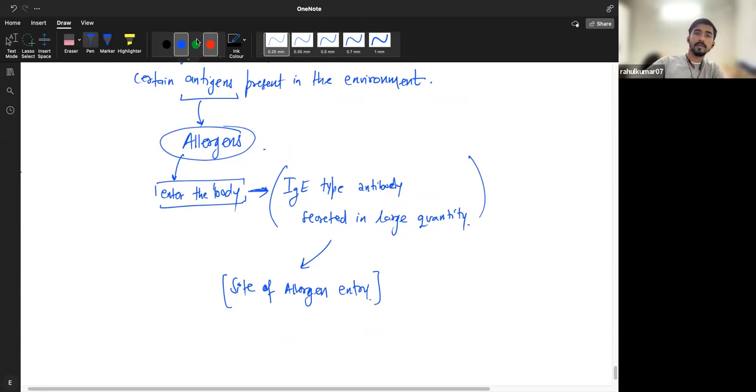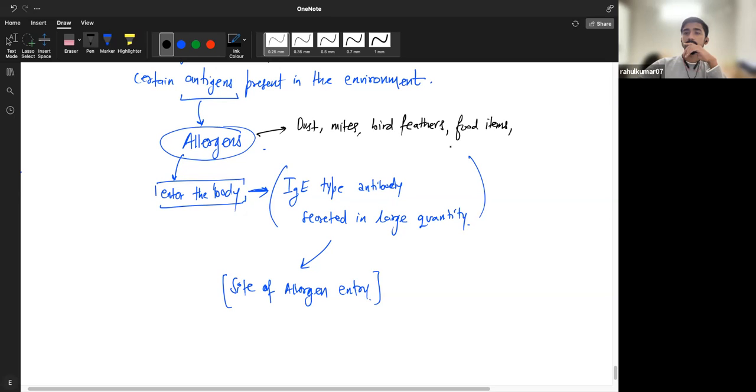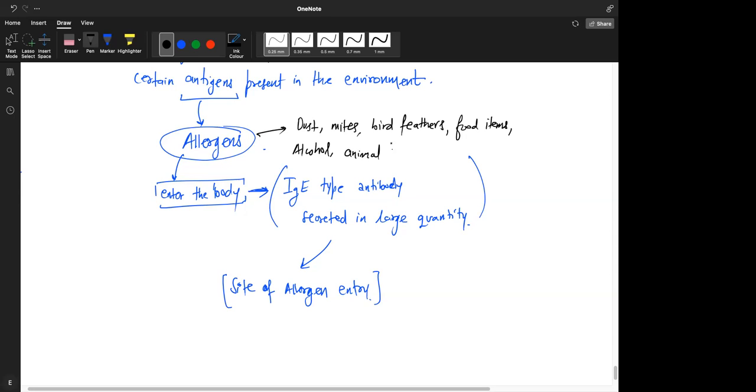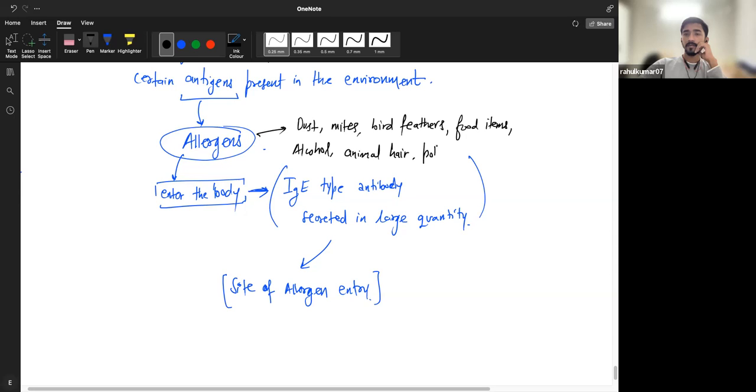So first let's talk about common allergens. What are the common allergens? It could be dust, mites, bird feathers, some specific food items. It could be alcohol, or what else could it be? Pollen. Yeah, pollen and animal hair, right? All these things could be allergens.